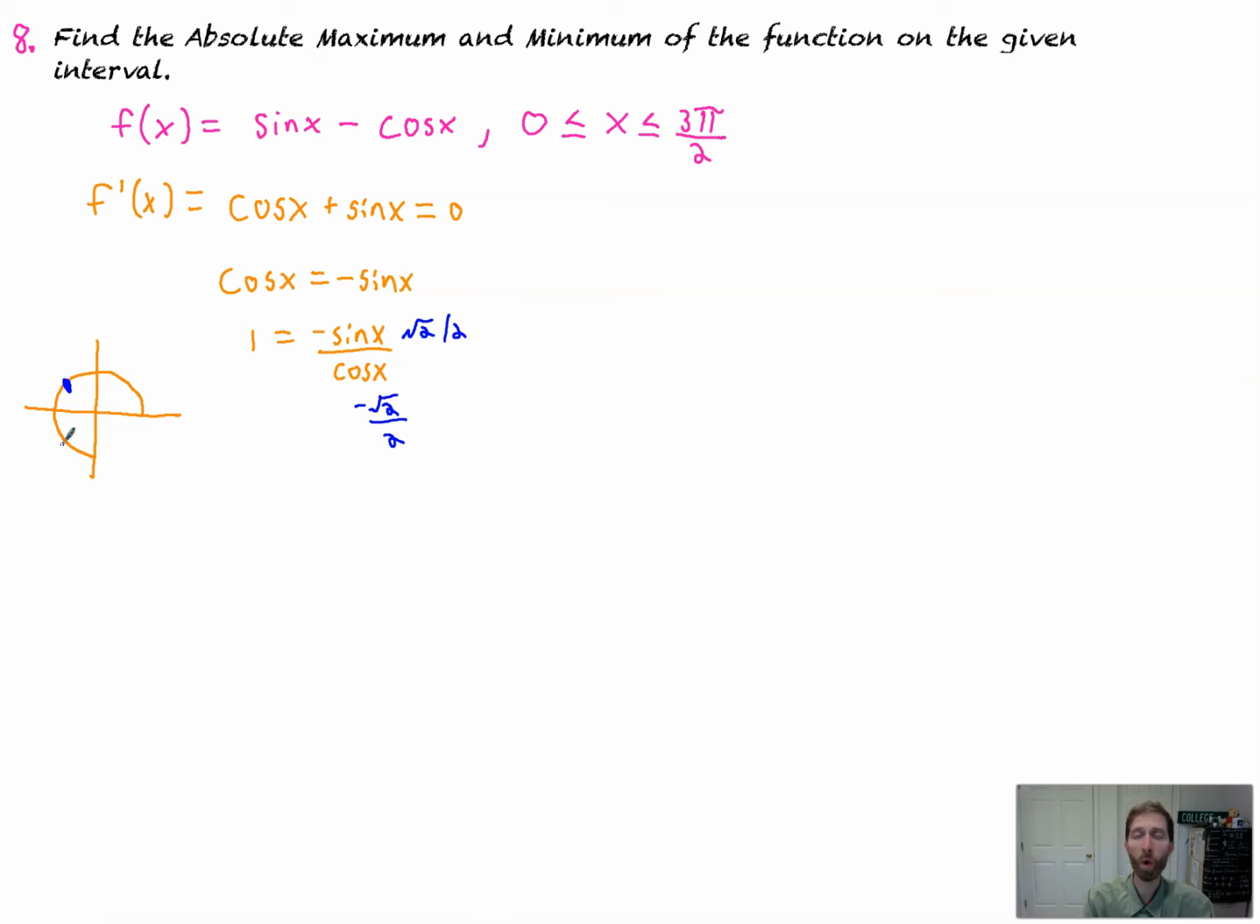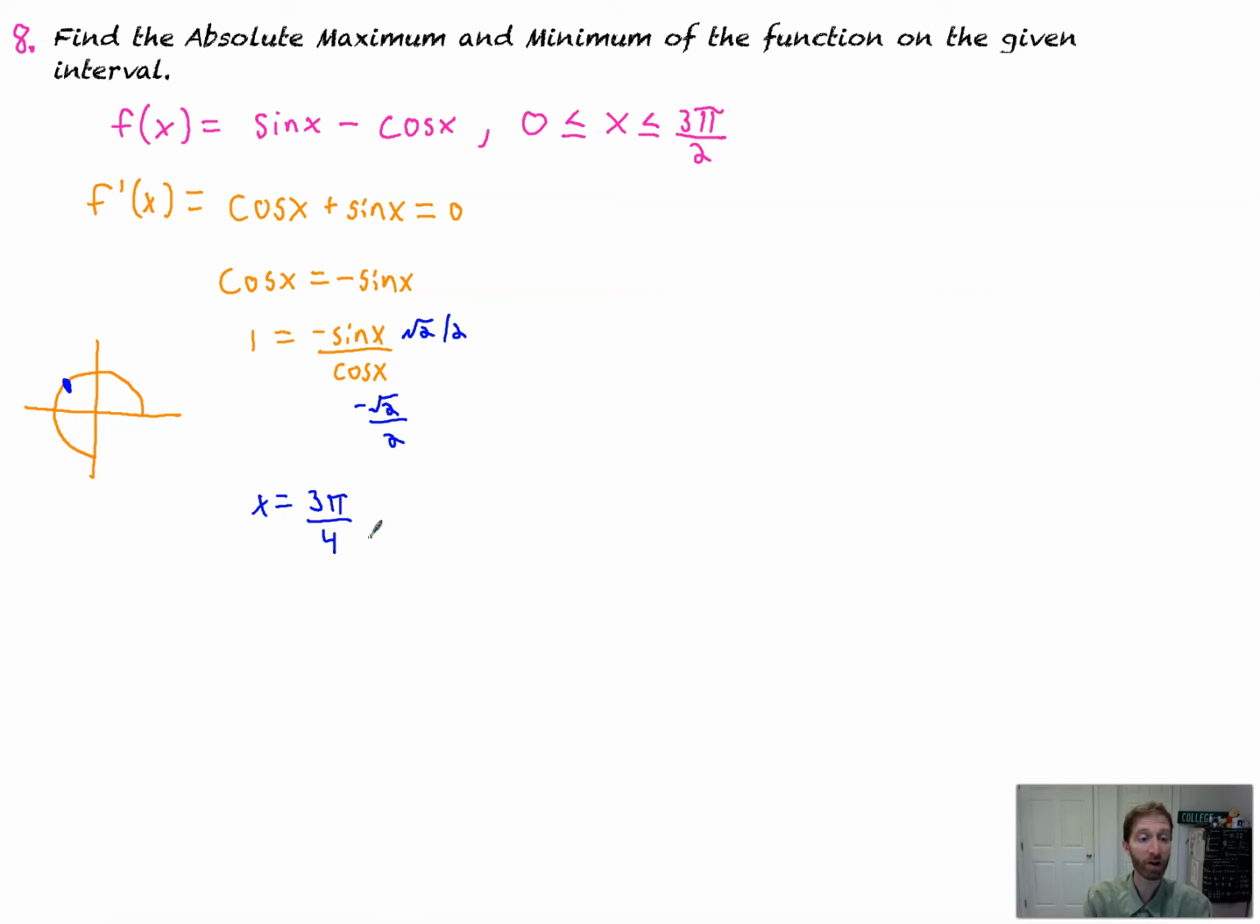5 pi over 4 down here won't work. They have the same sign. And so what that's going to end up being is a negative 1. Right? You'll have negative root 2 over 2 over negative root 2 over 2. That ends up being negative 1, right? Because you've got negative and negative. So only at 3 pi over 4. And you could also look at it, where do cosine and sine have opposite signs on that interval? Here. Right? You could have done it there.